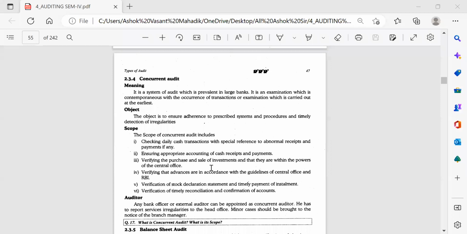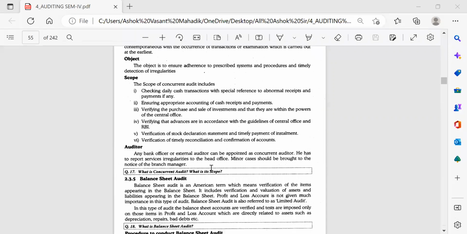They have to make trial balance every day. So even if the bank closes at 2 o'clock or 3 o'clock, the staff is there till 5, 6. Why? They have to count cash every day. They have to finalize the trial balance every day, not final accounts, only up to trial balance they have to go. So this takes time. The scope of concurrent audit includes checking daily cash transaction, every day's transaction they check. They can't keep it to tomorrow because tomorrow again thousands of transactions will be there.